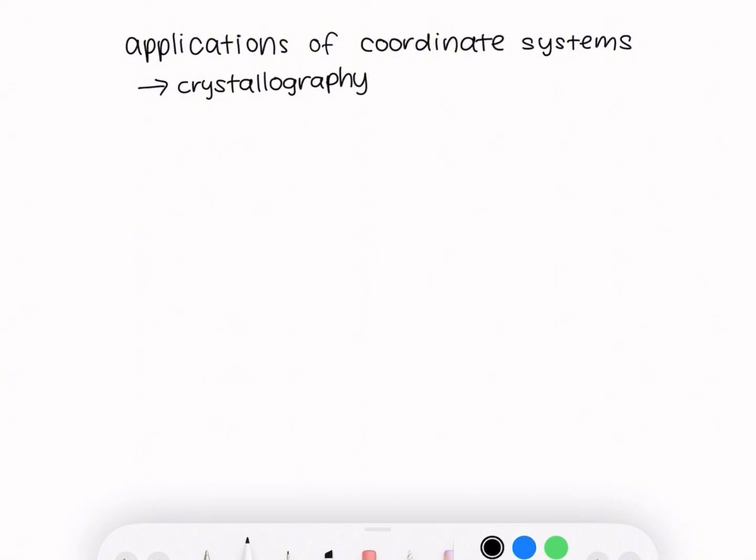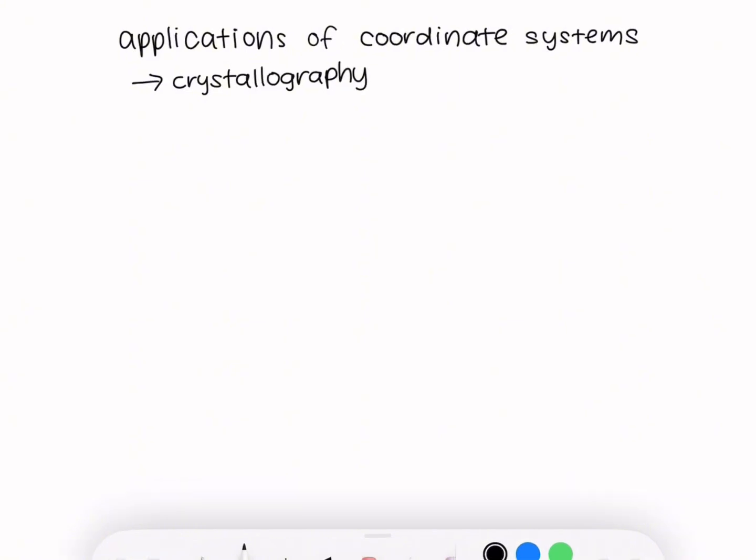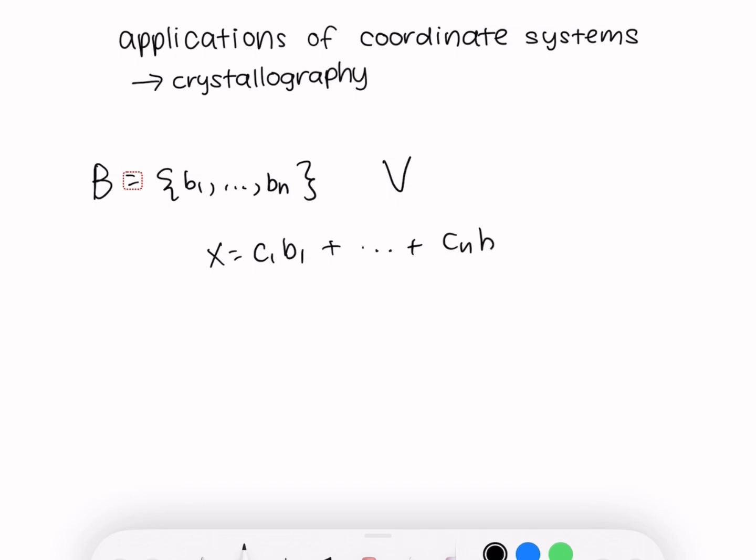So we can also apply coordinate systems from linear algebra into crystallography. By coordinate systems, we basically refer to the unique representation theorem. So if B is a basis for a vector space V, then we know that for each x in V, we can write x equals c1 b1 and then all the way to cn bn, where c1 through cn are a unique set of scalars.